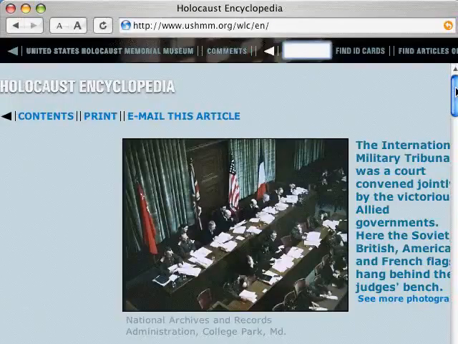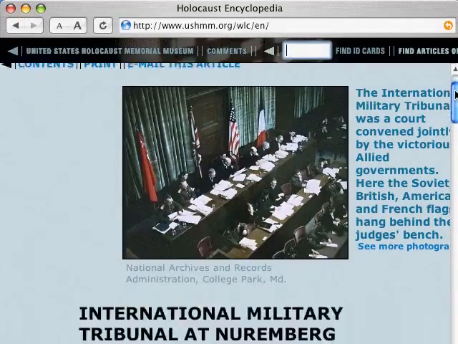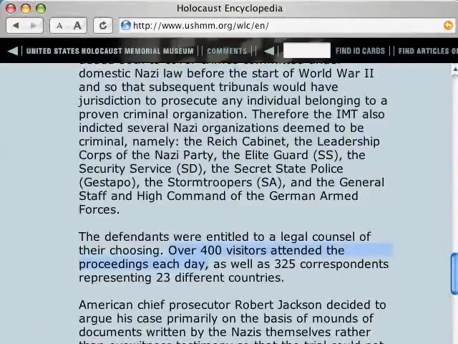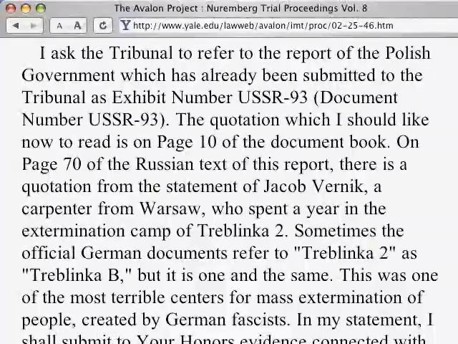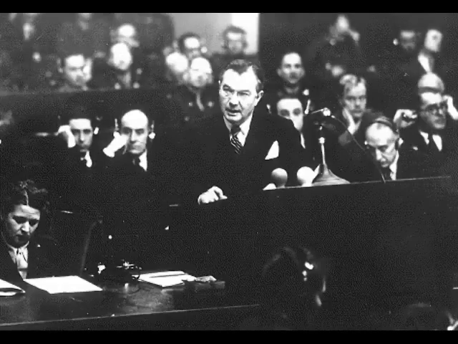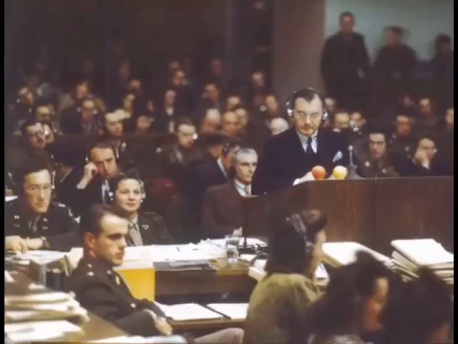We read at the U.S. Holocaust Memorial Museum website that in addition to the legal teams and judges, over 400 visitors attended the proceedings each day, as well as 325 correspondents representing 23 different countries. And as this account is read from a Treblinka survivor named Jacob Vernik, be aware of the high-level caliber of this trial, with people like Chief U.S. Prosecutor Robert Jackson, handpicked by the President of the United States.